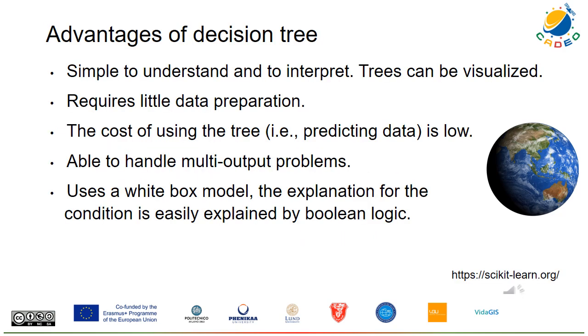Here are some advantages of decision tree. First, it's simple to understand and interpret, and the trees can be visualized. Second, it requires little data preparation, so we don't need to do any data normalization or other data preparation. Third, the cost of using the decision tree is low. The fourth one is that it's able to handle multi-output problems. The last one, it uses a white box model. It means the explanation for the condition is easily explained by Boolean logic. So these are some advantages of decision tree.